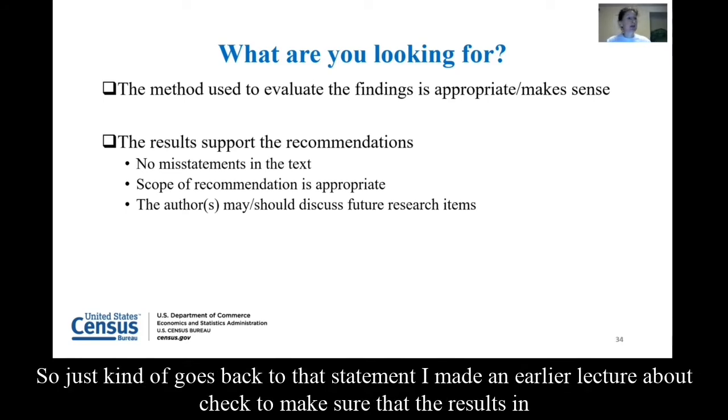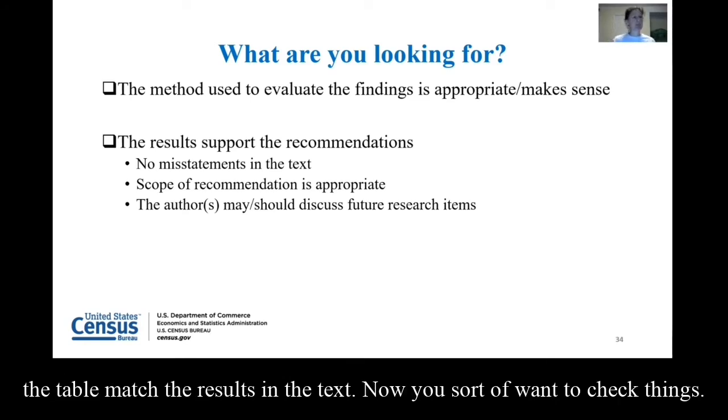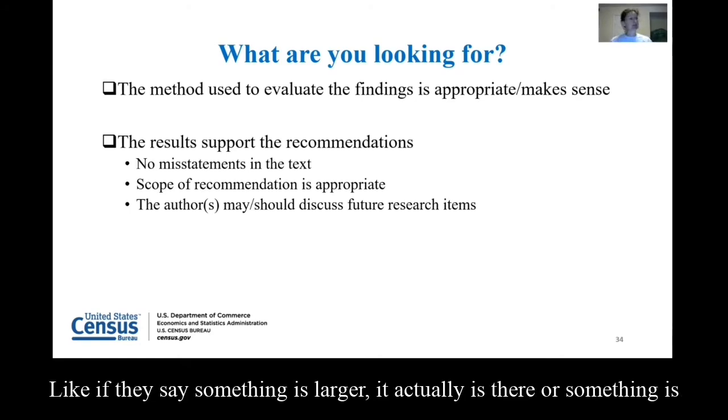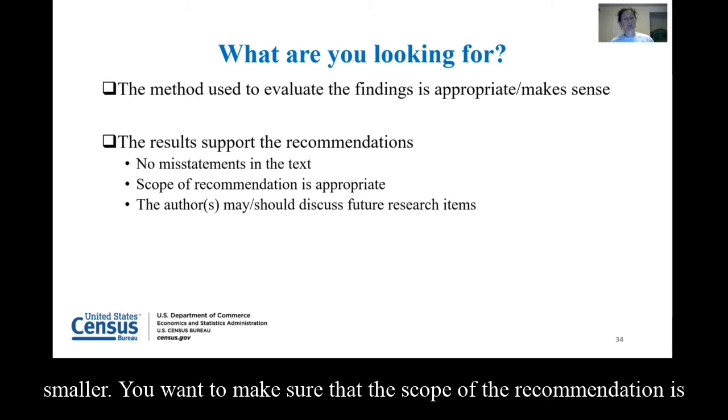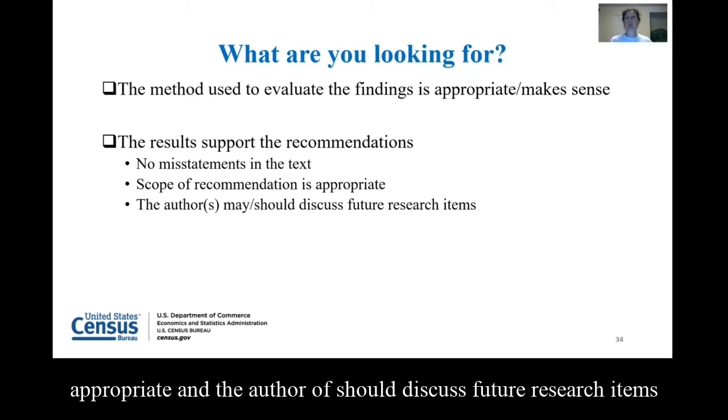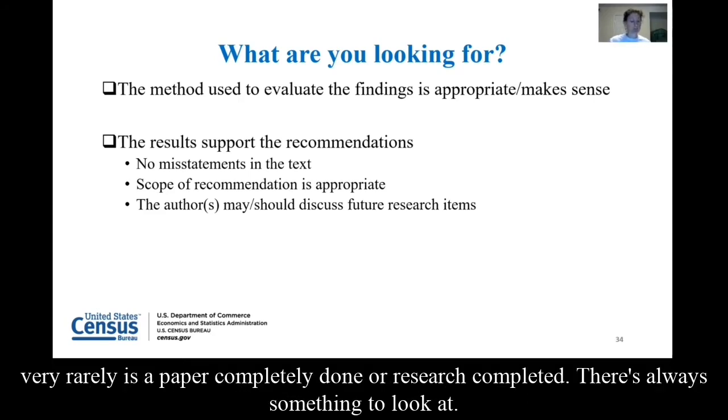So this kind of goes back to that statement I made in an earlier lecture about checking to make sure that the results in the table match the results in the text. Now you sort of want to check things like if they say something is larger, it actually is, or something is smaller. You want to make sure that the scope of the recommendation is appropriate. And the author should discuss future research items. Very rarely is a paper completely done or research completed. There's always something to look at.